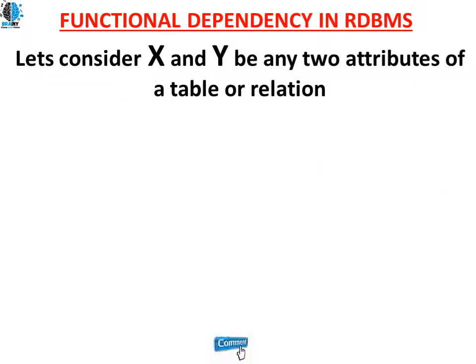So let's consider x and y be any two attributes of a table or relation. I'm going to give you this example to explain you in more detail about functional dependencies. So these are my x and y. I'm going to show this relation between these. So this relation is our dependency. So y is dependent on x. X is going to determine y.